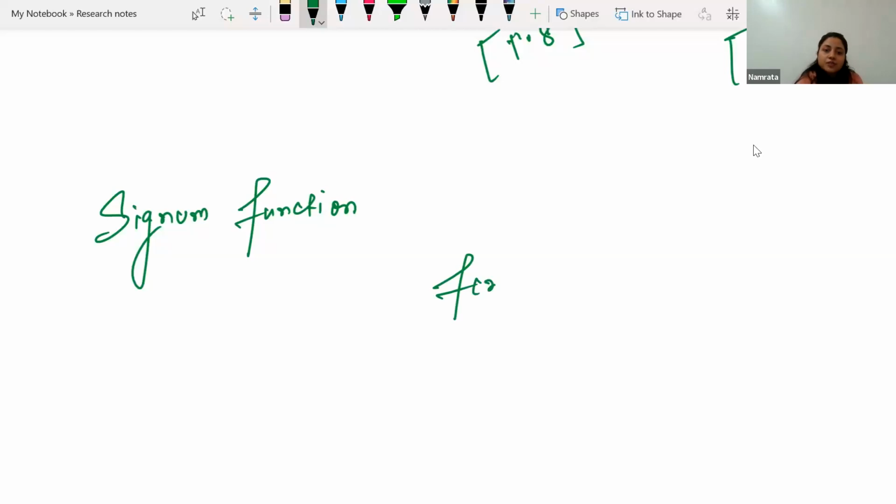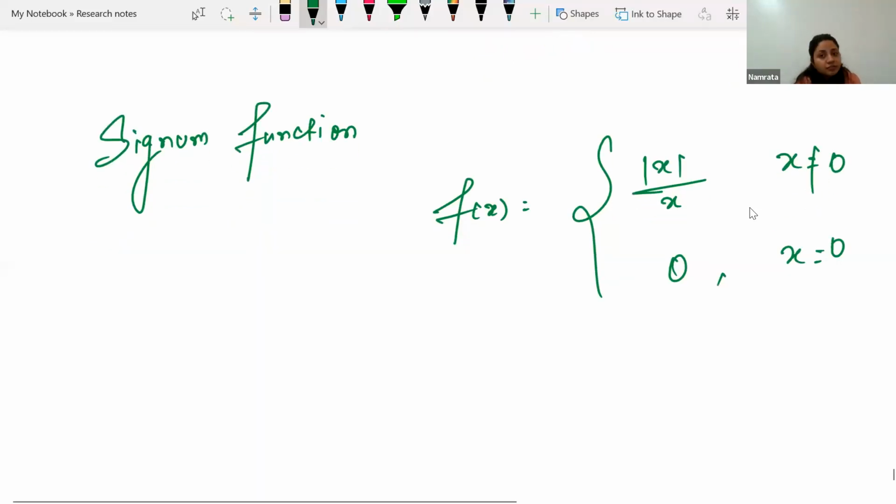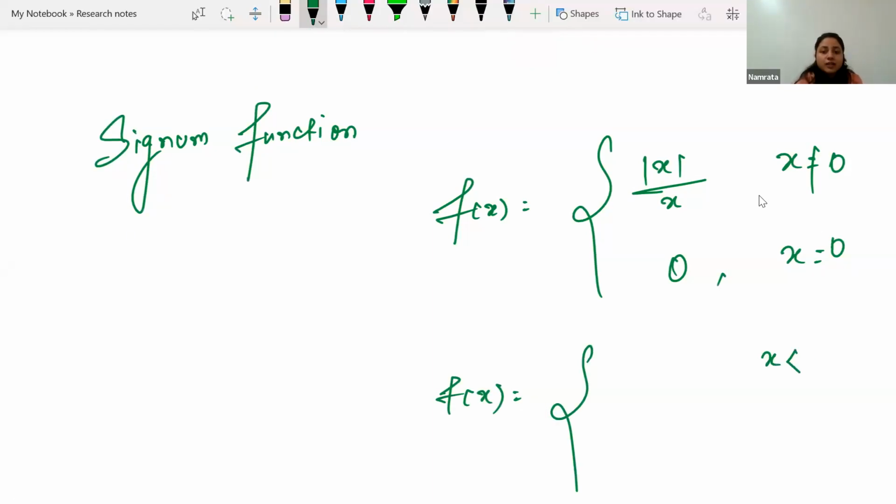The signum function f of x is defined as mod x by x for x not equal to 0, and when x is 0, the value is 0 only. Okay, which we can define again. We know that f of x can be written piecewise: if x is smaller than 0, if x equals 0, if x is bigger than 0. We know when x is smaller than 0, this modulus gives a minus sign, right? One more minus sign will be there with x, and then and only then we get a positive result.